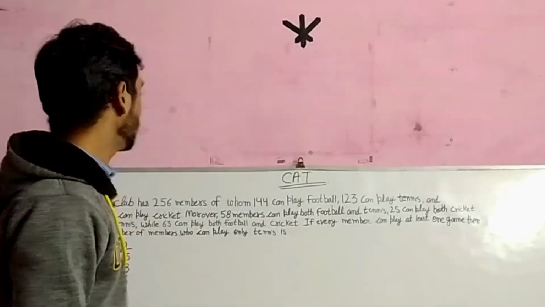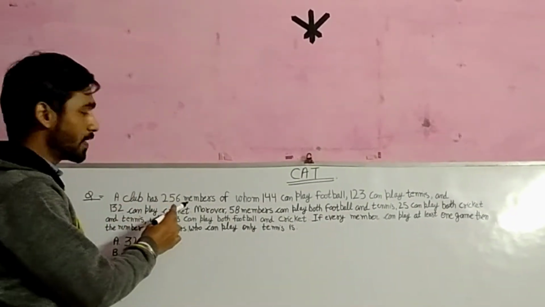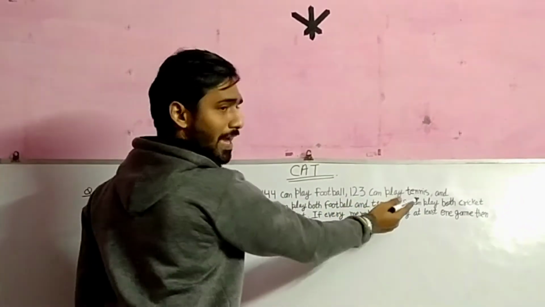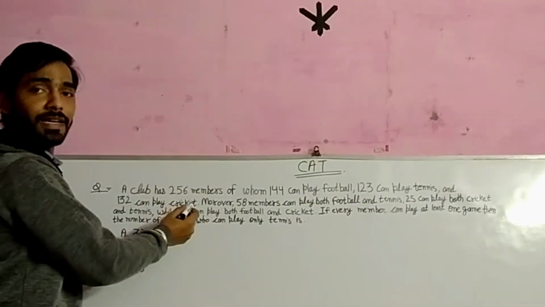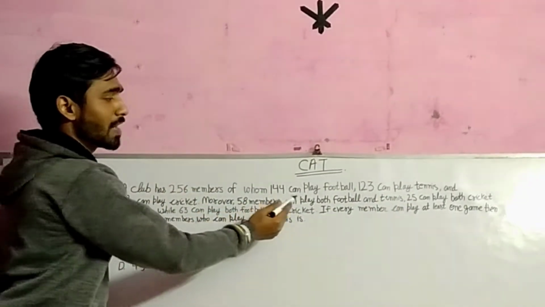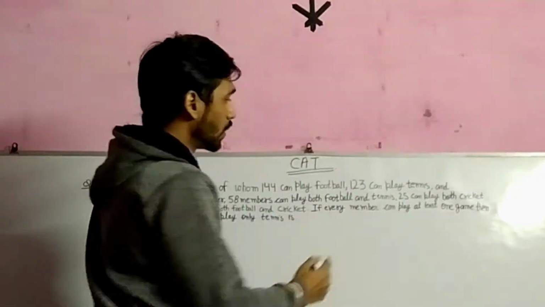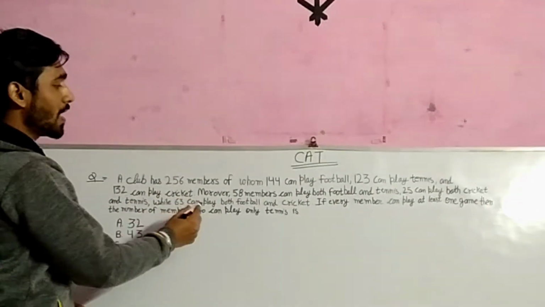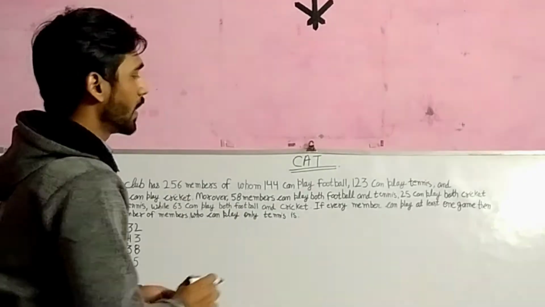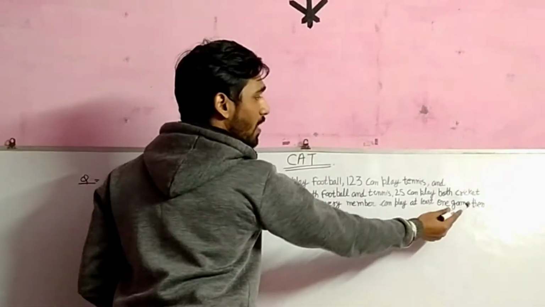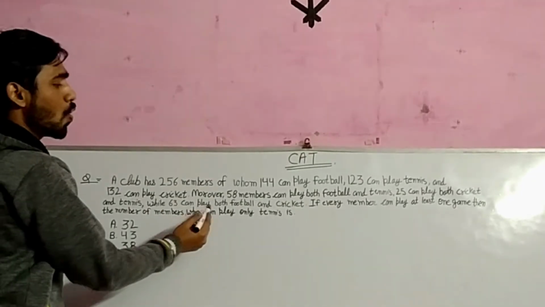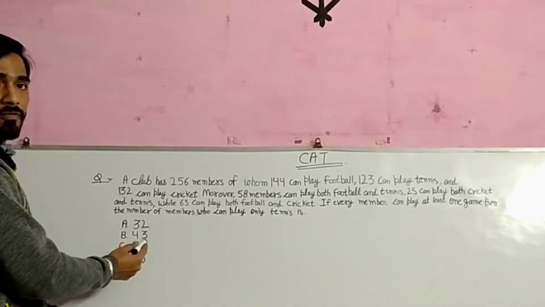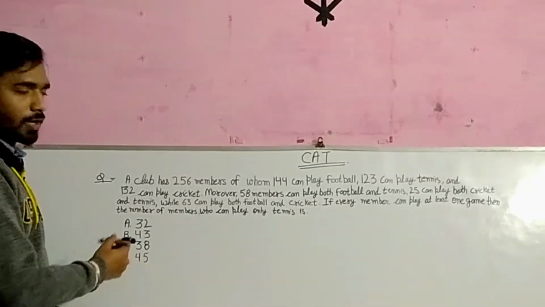So we have the first question. A club has 256 members, of whom 144 can play football, 123 can play tennis, and 132 can play cricket. Moreover, 58 members can play both football and tennis, 25 members can play both cricket and tennis, while 63 can play both football and cricket. If every member can play at least one game, then the number of members who can play only tennis is: option A 32, option B 43, option C 38, and option D 45.